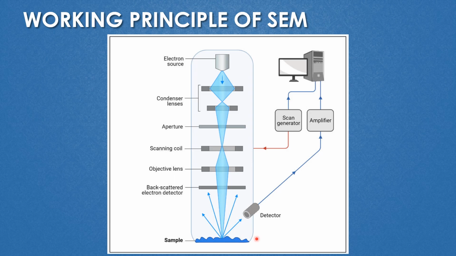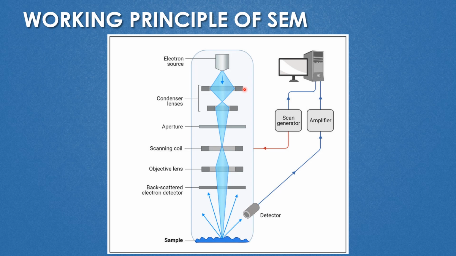In the scanning electron microscope, first comes the electron source. Here an electron gun produces a finely focused beam of electrons called the primary electron beam. The primary electron beam passes through two electromagnetic condenser lenses. This is condenser lens 1, this is condenser lens 2. The formed electron beam will pass through these two condenser lenses.